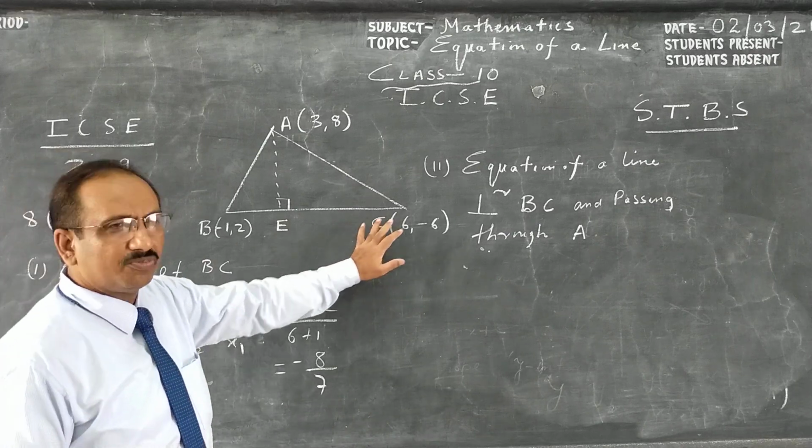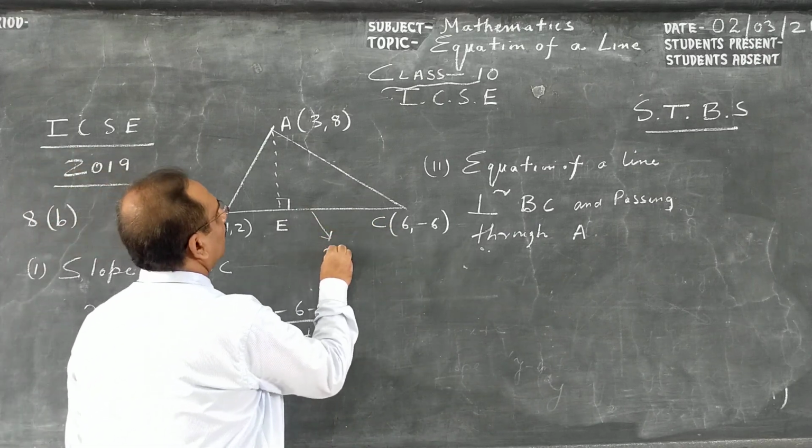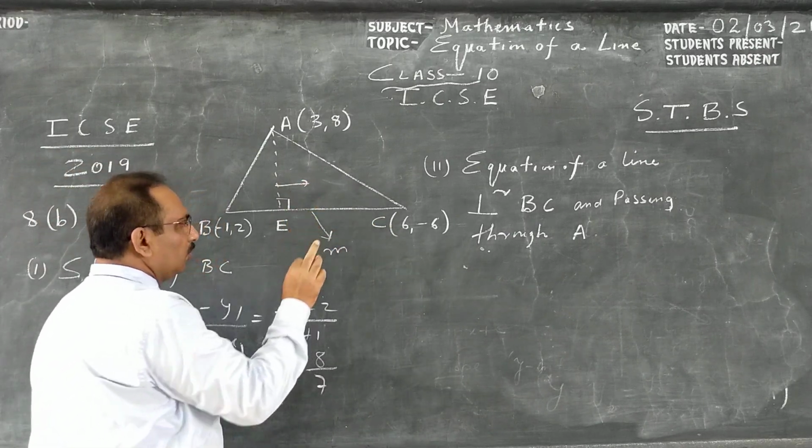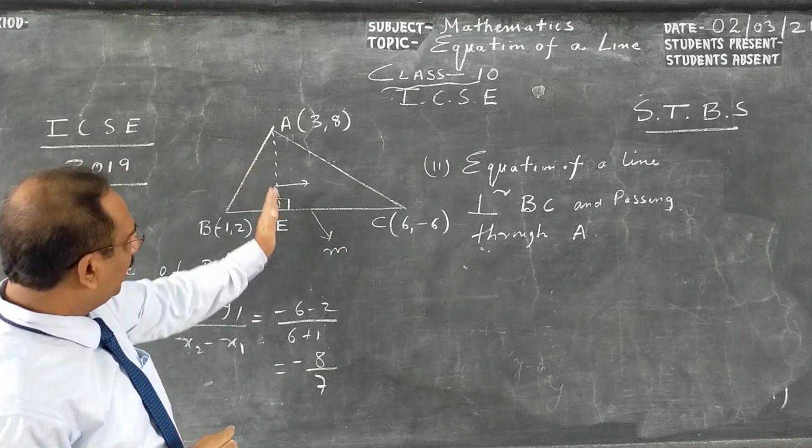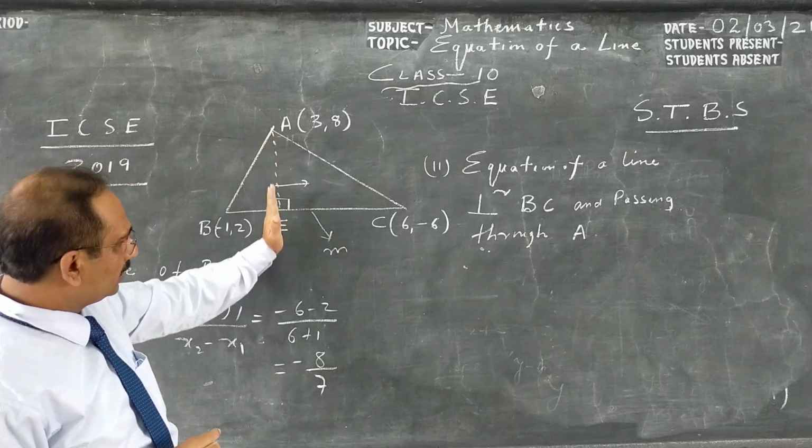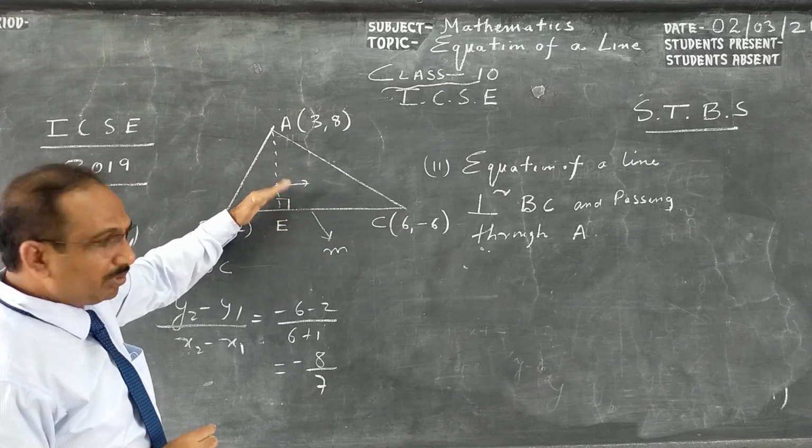So we got the slope of this line, m1, let it be. Okay, we have to find the equation of a line perpendicular to BC. So this is BC, perpendicular.